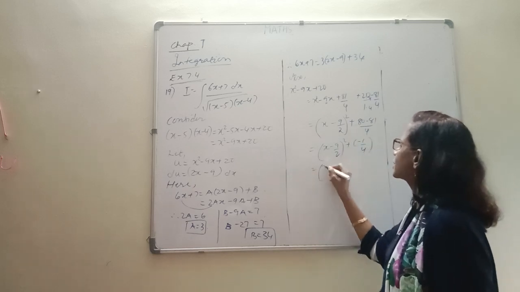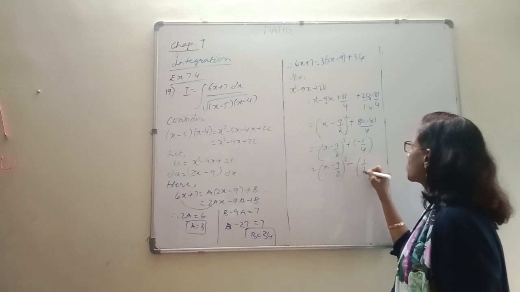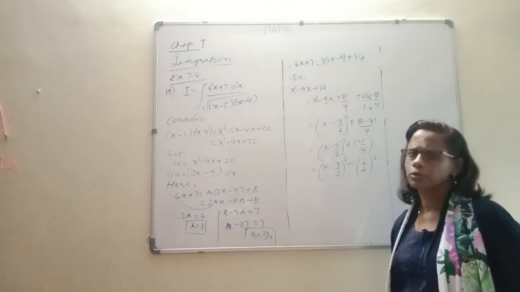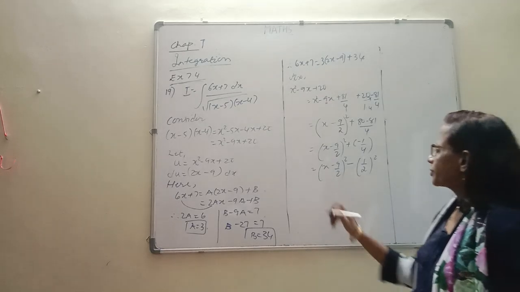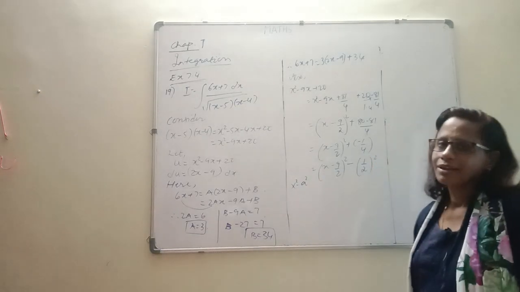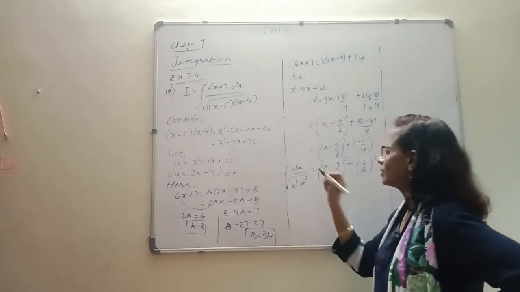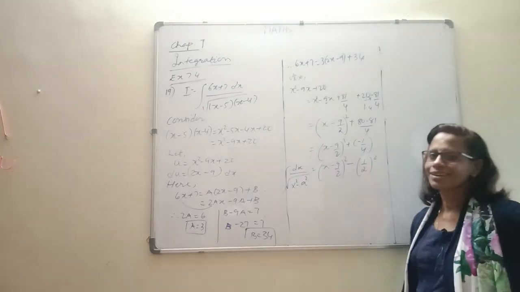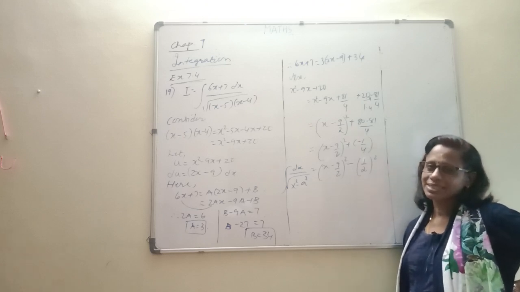So it is x minus 9 over 2 whole squared minus 1 over 2 the whole squared. Minus can come out. Plus into minus, minus. So it's minus 1 over 2 the whole squared. Something of the type x squared minus a squared. The integral is log x plus root of x squared minus a squared plus c, simple one.